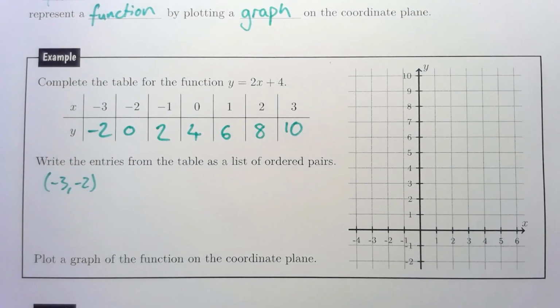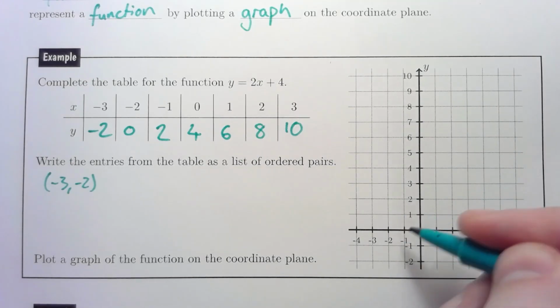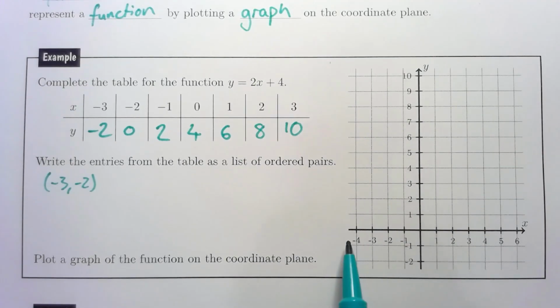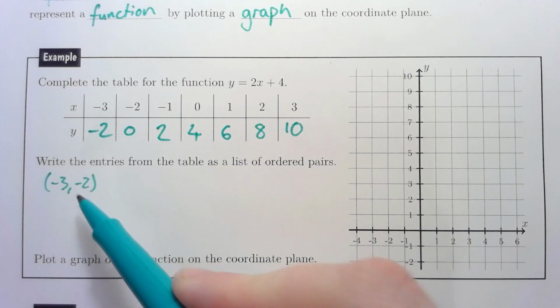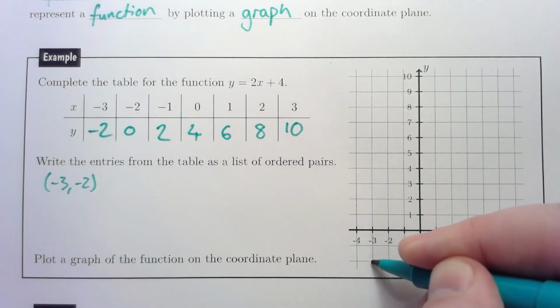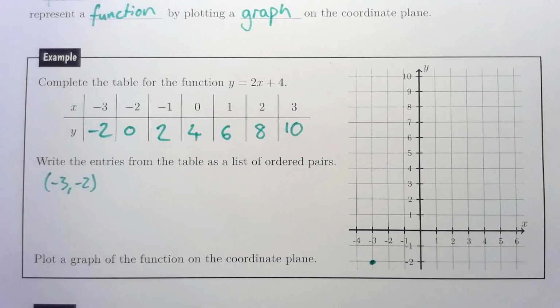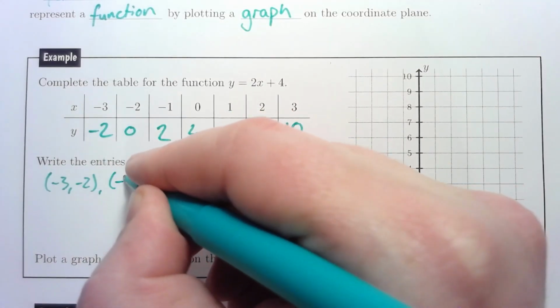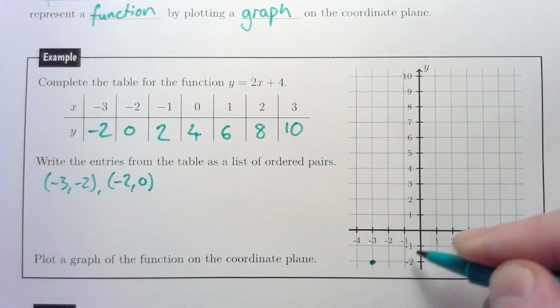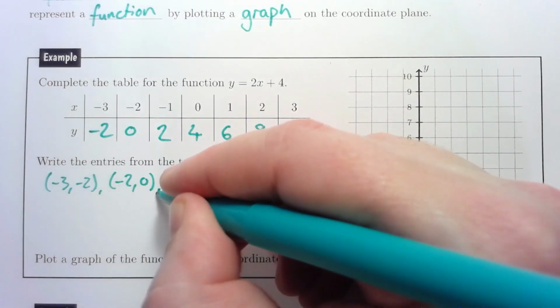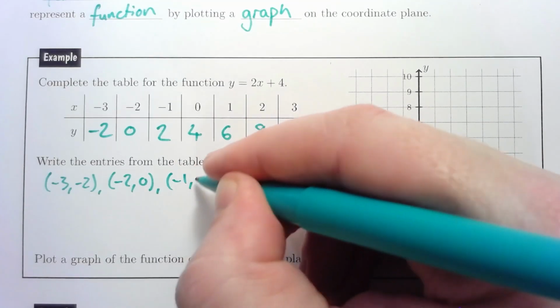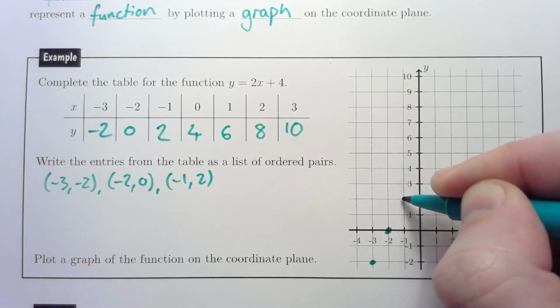And that can be plotted using those as coordinates. So remember, the first coordinate is the x coordinate. Now, positive for our horizontal coordinate, x, is to the right, but we have -3, so we're going to go to -3. Then our y coordinate is -2, so we're going to go down 2 units. Next, we have -2, 0. So that lands here on our coordinate plane. Then we have -1, 2. That lands here on our coordinate plane.